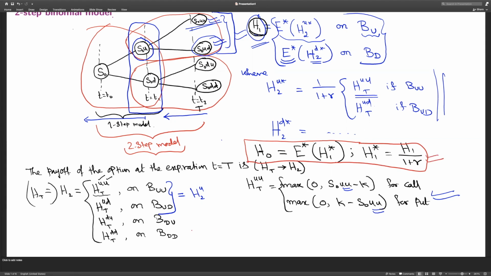And you can see that for H0, I will give you the explicit expression. You can easily derive it. It is 1 by (1 plus R) square. How is it coming? One discount 1 plus R is coming from here, and another discount 1 plus R is coming from here. This is of course quite natural because you are having two steps. So the first step discount is coming from here, and the second discount is coming from this level.